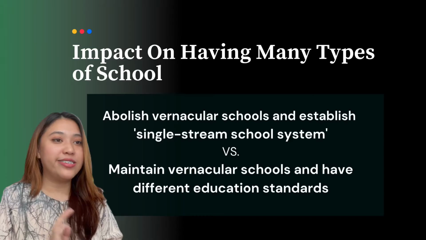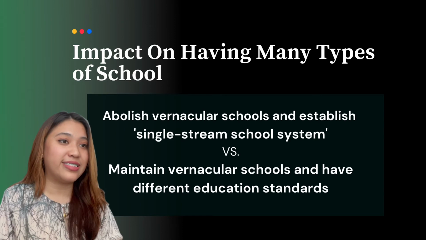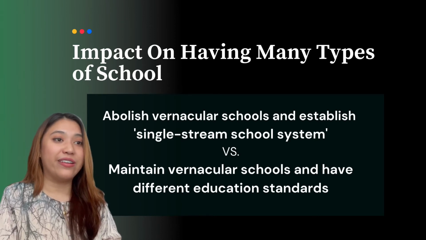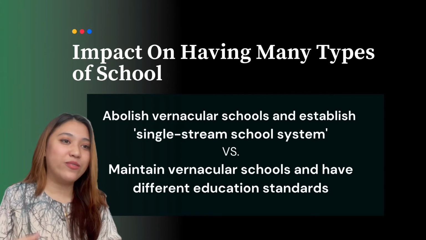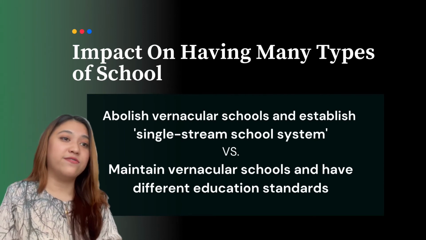Right, thank you so much, Ms. Azalia. Now that you've mentioned that Malaysia has multiple types of schools, I am reminded how our country is very unique in the sense that many types of schools are allowed to coexist. There are national schools, Chinese schools, Tamil schools, and religious schools, besides private and international schools.